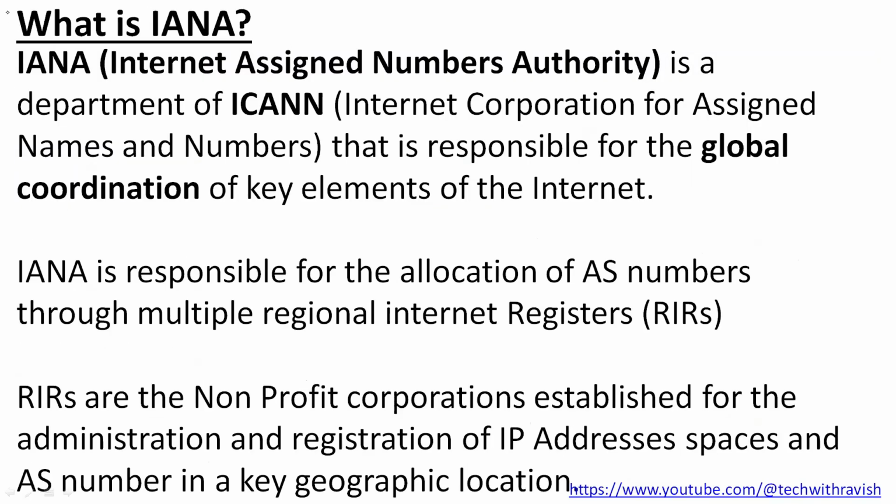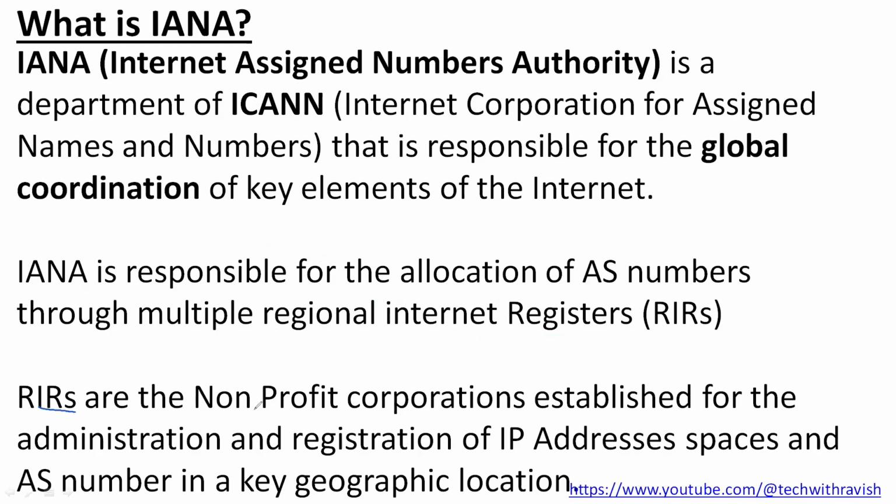Now let's talk about IANA. In IP addressing, I already explained what IANA is in CCNA. It is an organization that assigns global numbers to the internet, and it is a key element of the internet because it provides IP addresses to the ISPs and users. Also, it controls the AS numbers. IANA is responsible for allocating the AS numbers to the multiple regions of the internet, the RIRs, regional internet registries. IANA provides ranges of AS numbers to the RIRs.